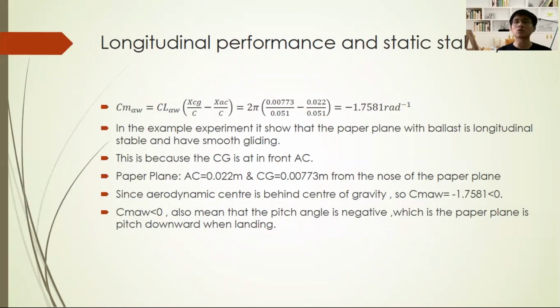And I redid my longitudinal performance of my paper plane, which shows that my Cm alpha is negative 1.7 something, and this is because my center of gravity is behind the aerodynamic center. And Cm alpha less than 0 also means that my pitch angle is negative, which means the paper plane is pitched downward when it's landing. So it does not spin during the landing process.